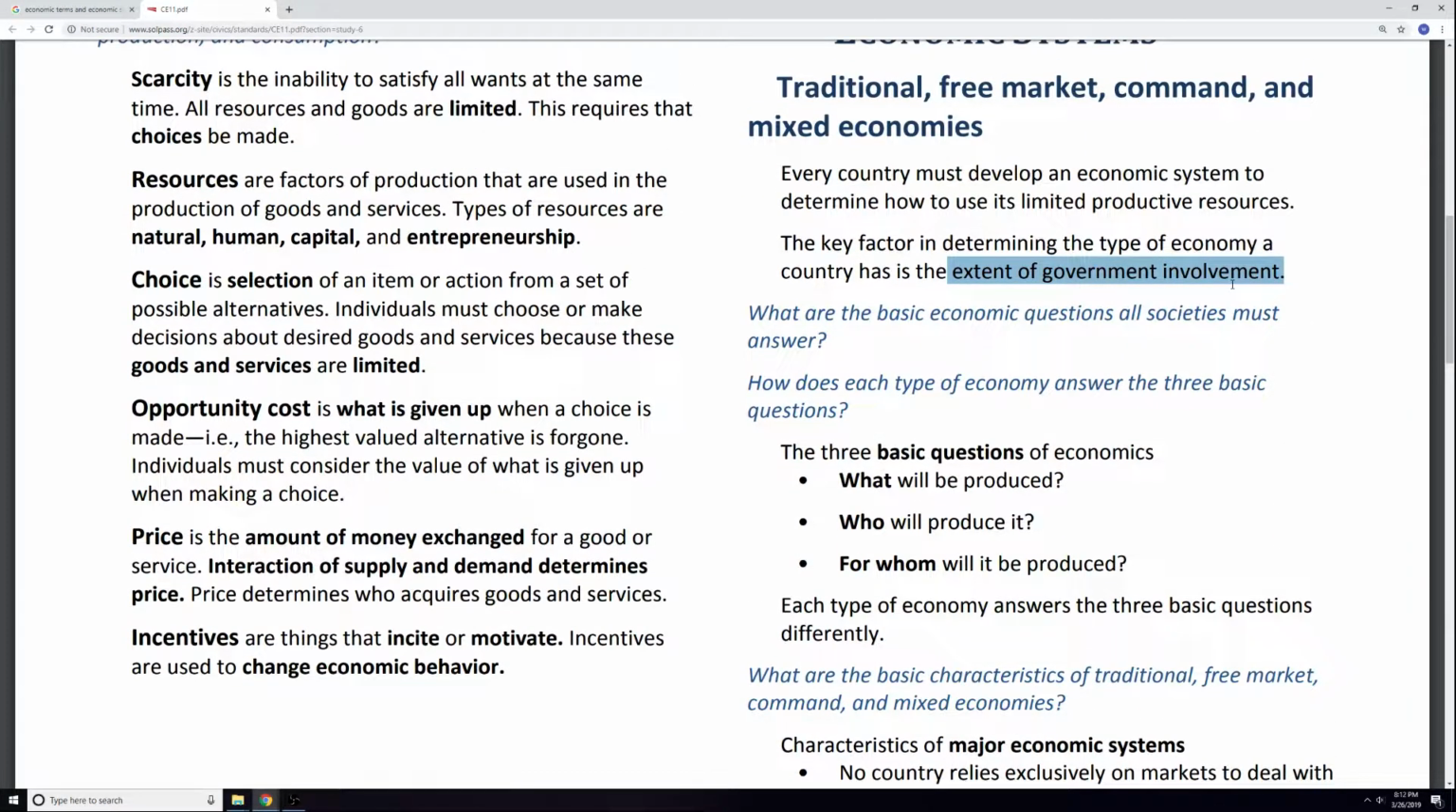So they might change up this wording. Instead of saying government involvement, it might say government control. They might say government regulation. If you don't understand a word, I can help you in the question. So don't be afraid to ask. Remember on the SOL, I can't do that.